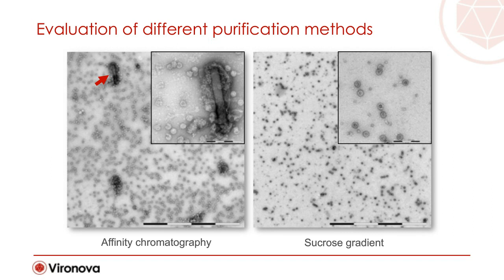While using the sucrose gradient shown to the right, they got rid of the baculovirus, but they still have some proteasomes in the samples. Also, the integrity of the particles looks much better here. So, pros and cons that need to be further analyzed.